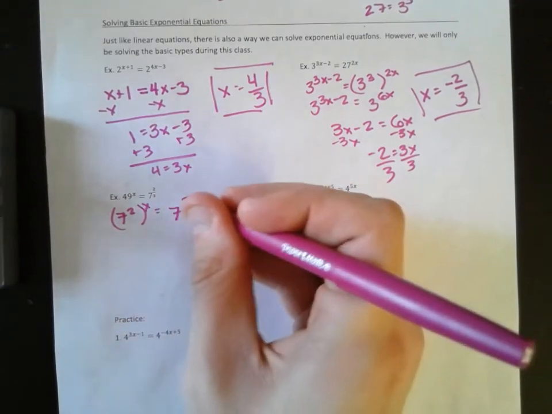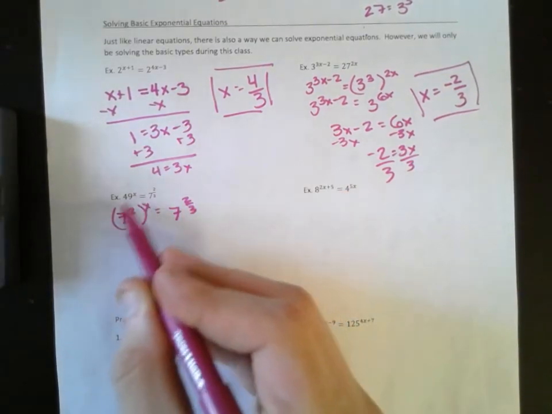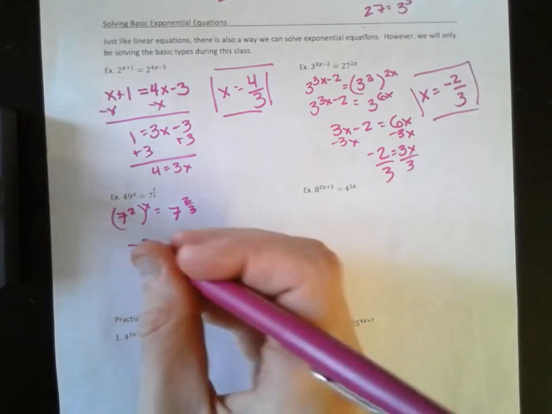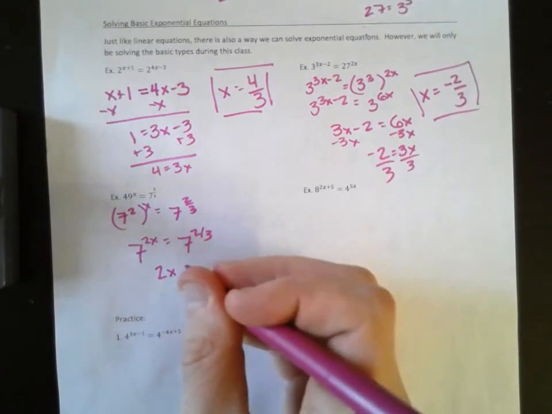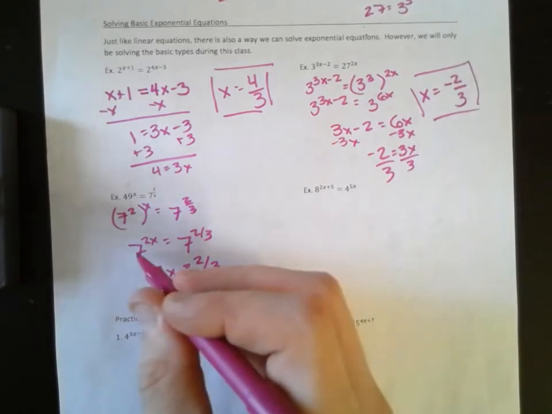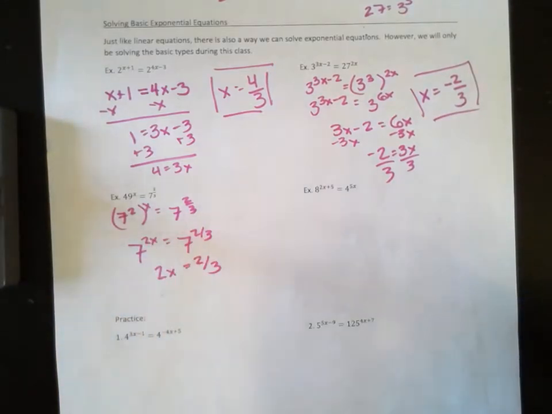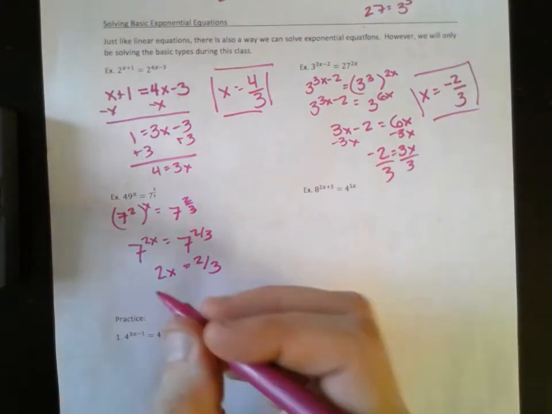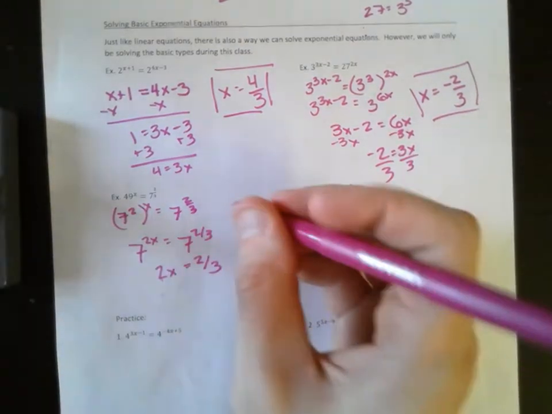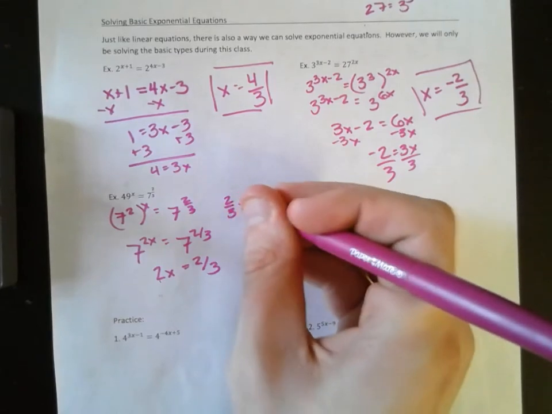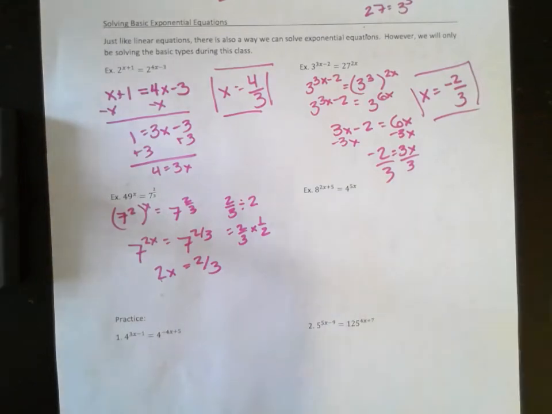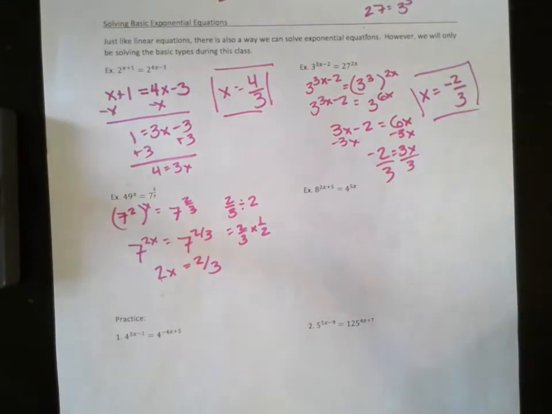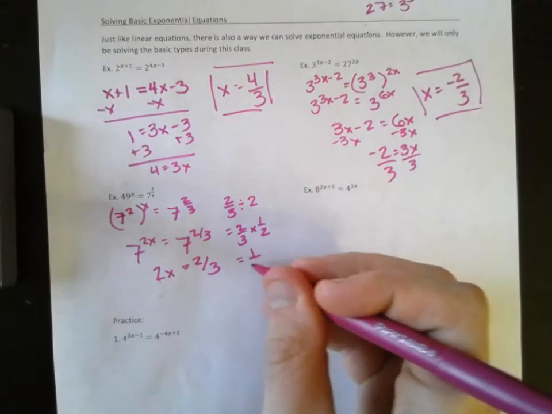Oh, 7, again, exponent laws. Power to a power means I multiply: 7 to the 2x equals 7 to the 2/3. That means 2x equals 2/3 because, again, if our bases are the same, then my exponents have to be the same. Divide by 2. If I do 2/3 divided by 2, which also means 2/3 times 1/2, because we know that when you divide with fractions, you multiply by the reciprocal. That just gives you 1/3.